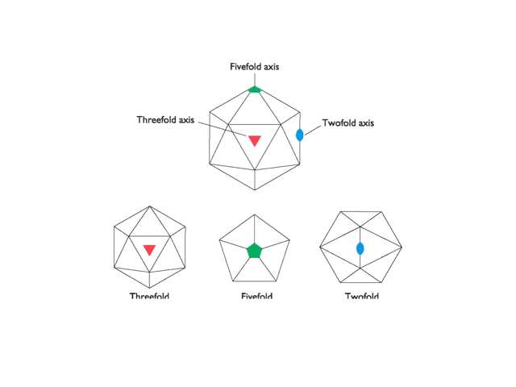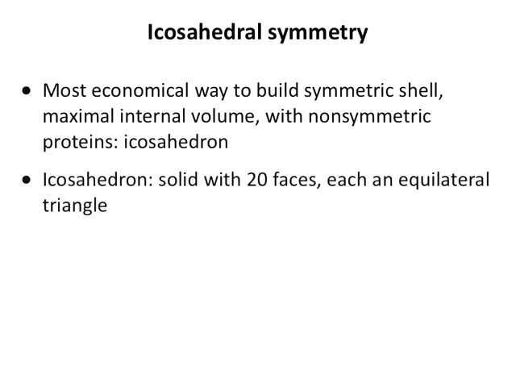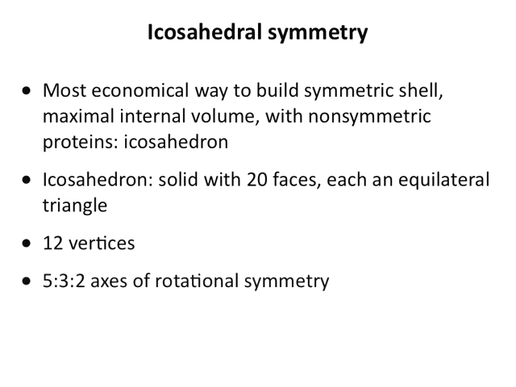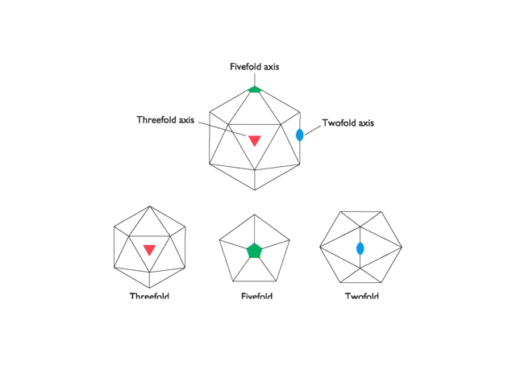So here's a drawing of an icosahedron. Remember, it has 20 faces and 12 vertices and 5, 3, 2 axes of rotational symmetry. So 20 faces, this is a face, these are the vertices, and these are the axes of symmetry, a 5-fold, a 3-fold, and a 2-fold axis.